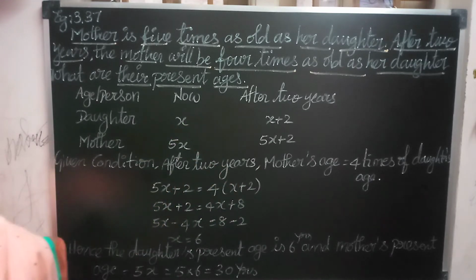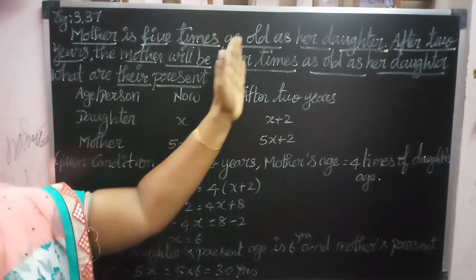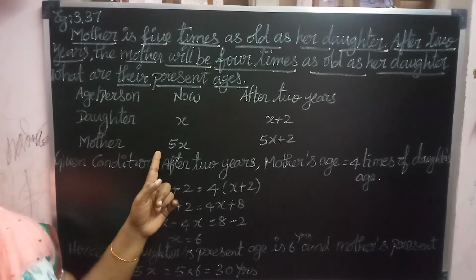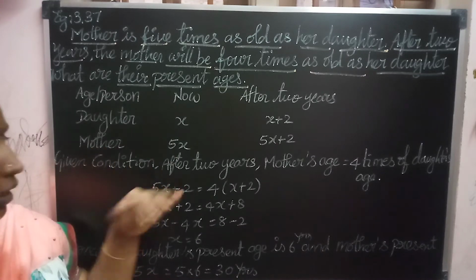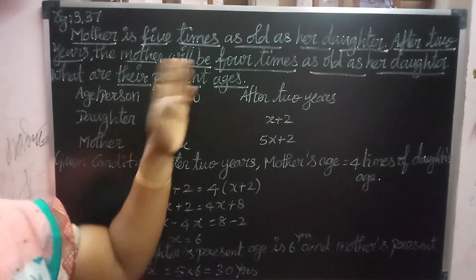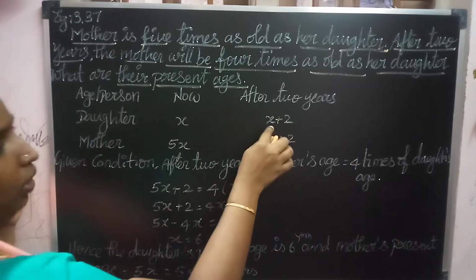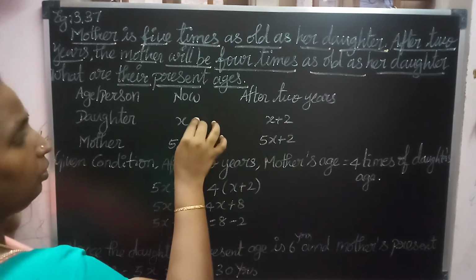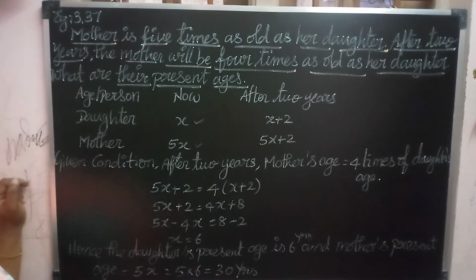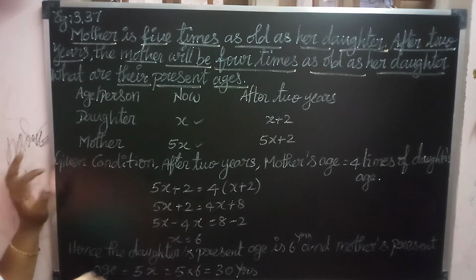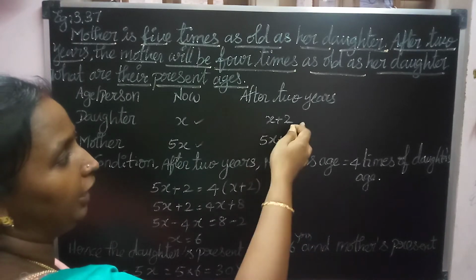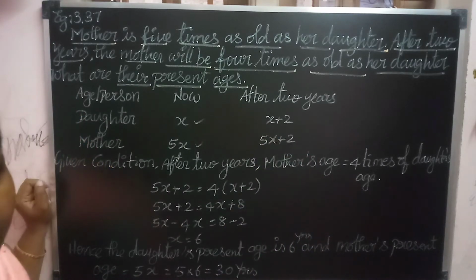Then what will be the age of mother? 5 times as old as her daughter, so 5x. So the age of mother now is 5x. After 2 years, you have to add 2, so x plus 2 and 5x plus 2. Here x and 5x are the ages of daughter and mother. Now after 2 years their ages will be x plus 2 and 5x plus 2.